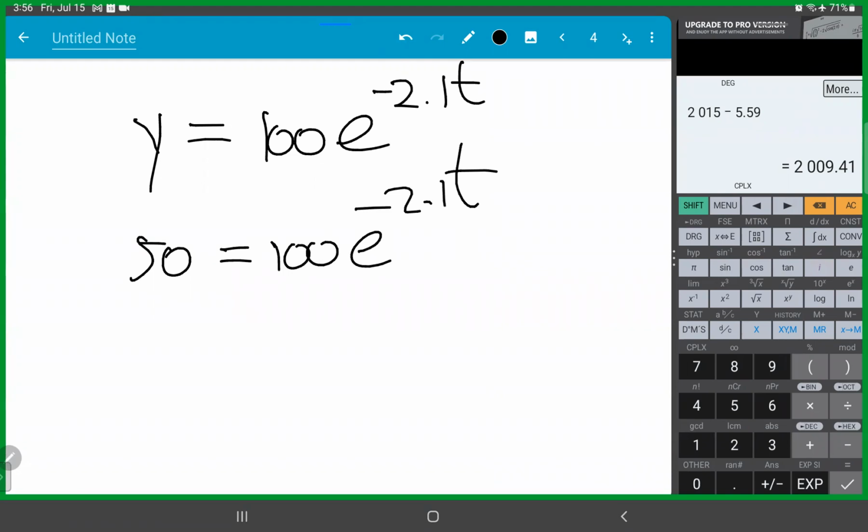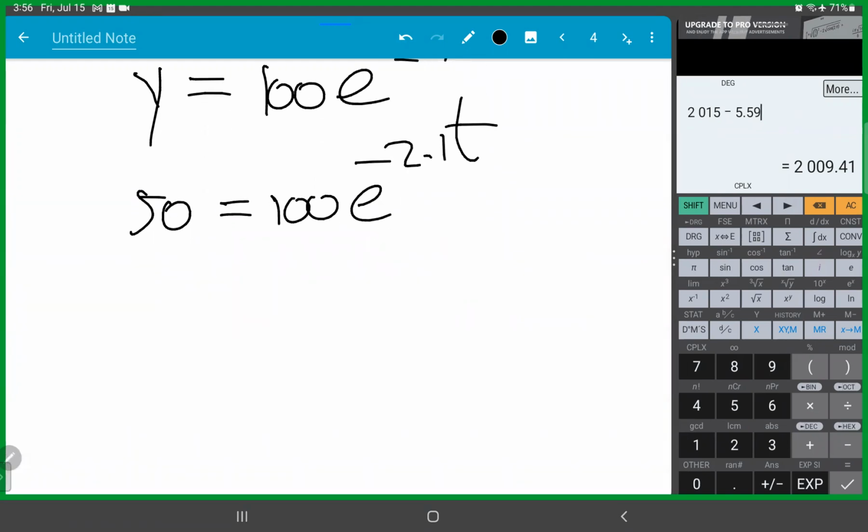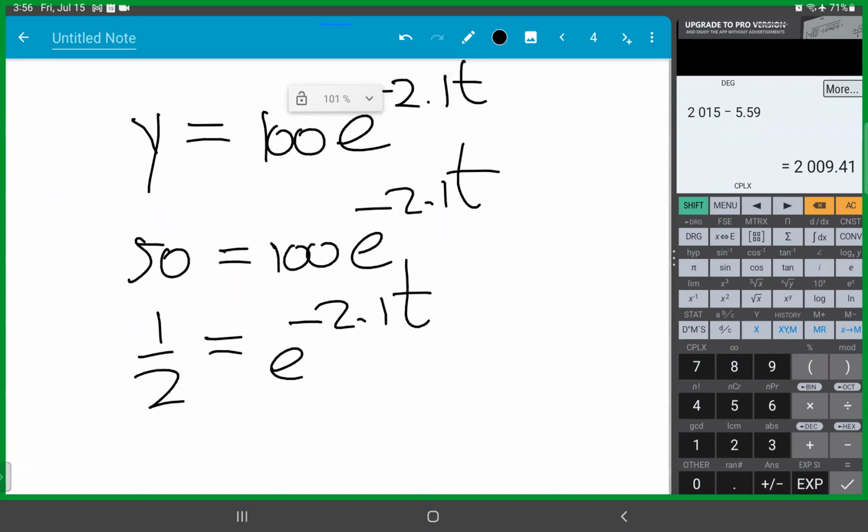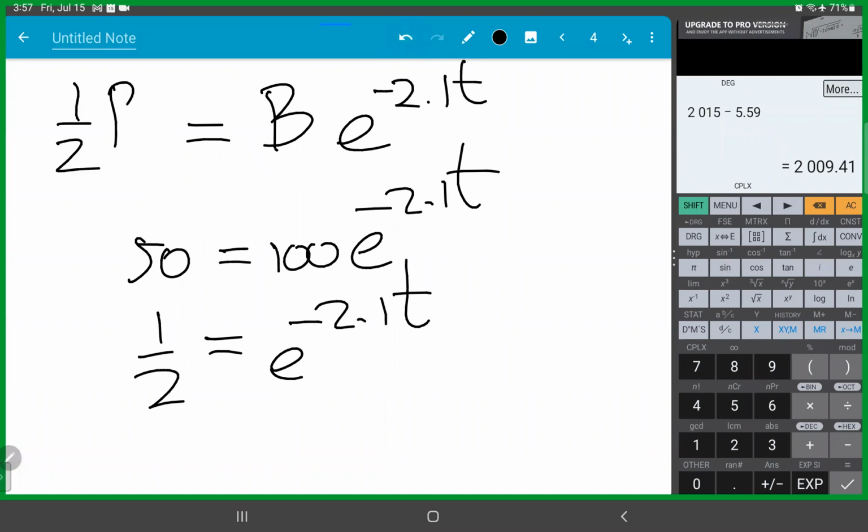Yung ibang question kasi dito, medyo one step higher na yung level niya, no? So laging nagiging 1/2 yan, when you divide by 100. And actually, the initial amount is not important if you're just solving for the half-life. Kasi kung ito ang initial amount, you just set the amount to half of that. And then laging nagka-cancel yung B. And you always end up with this.